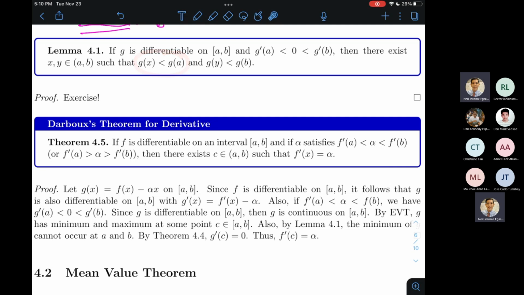For instance, you can find G of x that is smaller than G of A and G of y being strictly less than G of B. So essentially, this lemma guarantees na hindi pwedeng maging minimum or maging absolute minimum si G of A at saka si G of B if this assumption is true. Okay? And this is a very important ingredient in the proof of Darboux's theorem. Okay? So yung proof ng Lemma 4.1 will be left to you as an exercise.